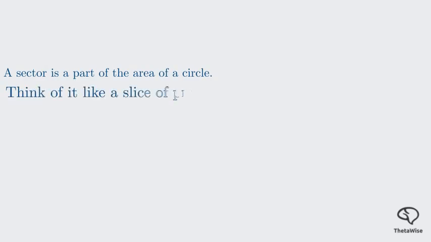Similarly, a sector is a part of the area of a circle. You can think of it like a slice of pizza. Its area is calculated using a similar proportion: theta divided by 360 degrees multiplied by the circle's total area, pi r squared. This gives you the area of that specific slice.